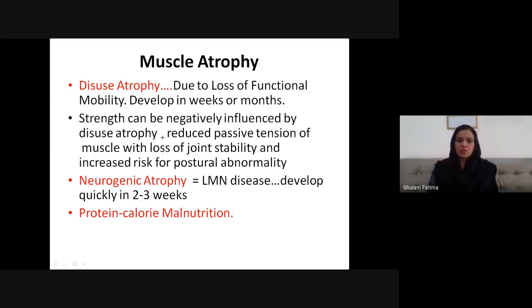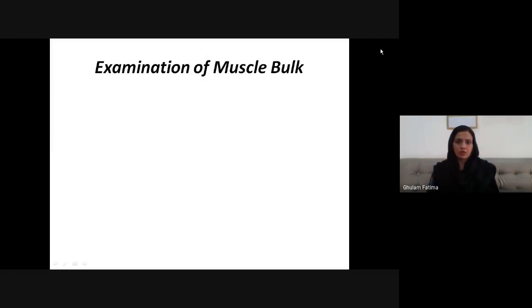The next type is protein calorie malnutrition. As you all know, if you are malnourished, then the muscles don't have the energy, the nutrients, and the basic protein structures to maintain their bulk. That's why it leads to atrophy. A good example is, as you all know, the Ethiopian nation. You see on a daily basis on TV that they are very lean and they almost have no muscle mass on their body. That is another type of muscle atrophy.